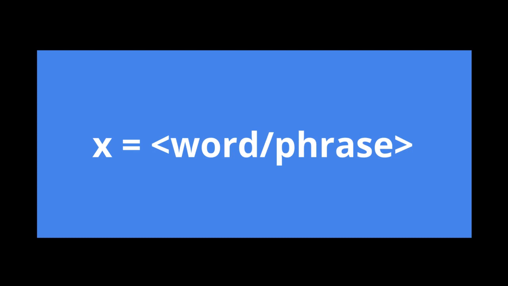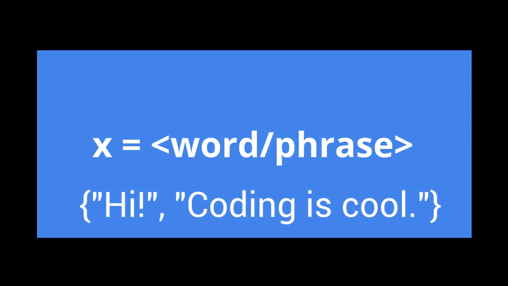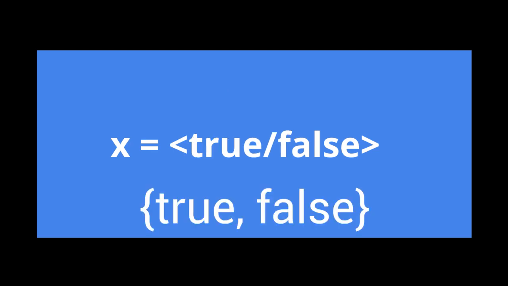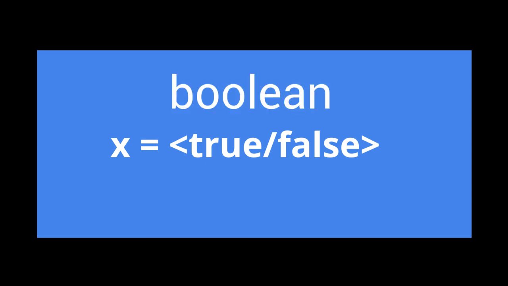After this is a variable that can only be set equal to a word or a phrase, like hi or coding is cool. The name of this variable is called a string, and you've probably seen this word in previous videos. As for the last main one we're going to talk about, it can only be set equal to true or false. This one is called a boolean in Java.